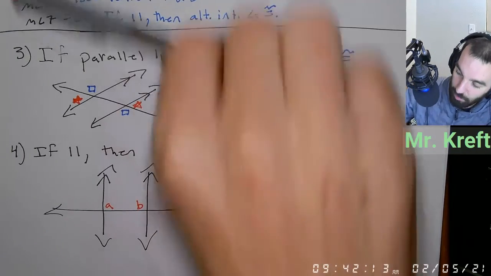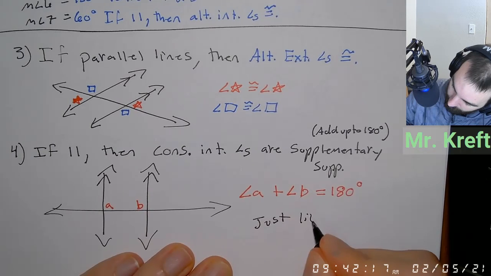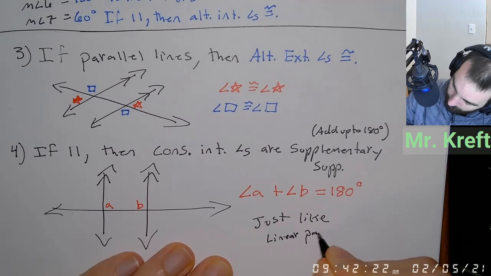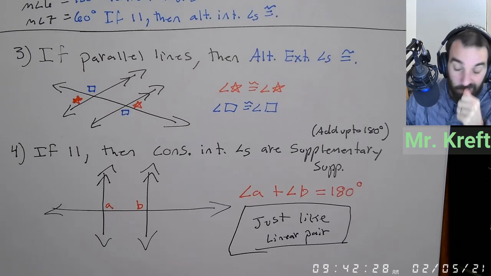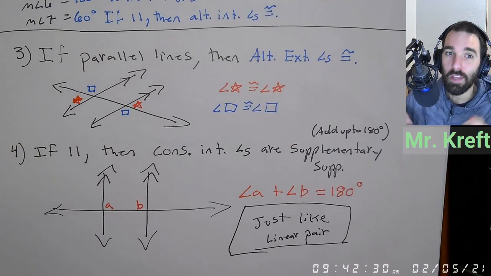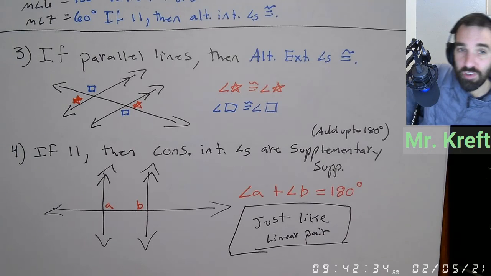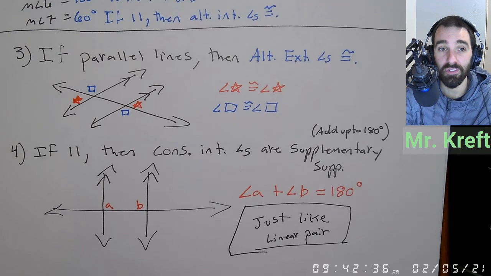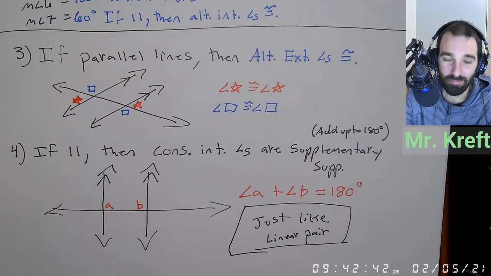So again, just like linear pair. Linear pair and this one are the only two that add up to 180. Everything else is congruent. So we just have to watch out for linear pairs and consecutive, right? Because if we can set it up right, we can avoid those as much as we can.